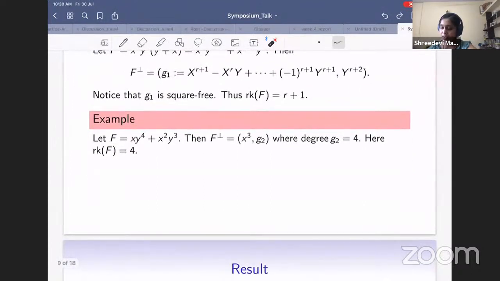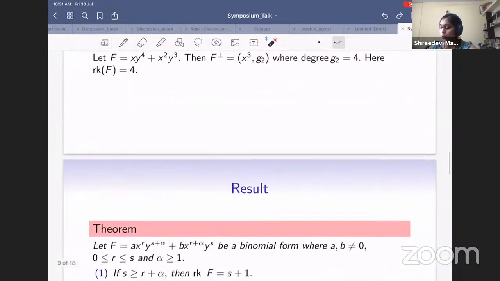And similarly, one can see this also in this example, where the polynomial is xy^4 plus x^2y^3, and one can see that the f-perp is equal to x^3 plus some polynomial d2, which I don't care about. It's of degree greater than 3, and here the rank of f is 4 because this is not square free, again by Sylvester's algorithm. So what is our contribution?